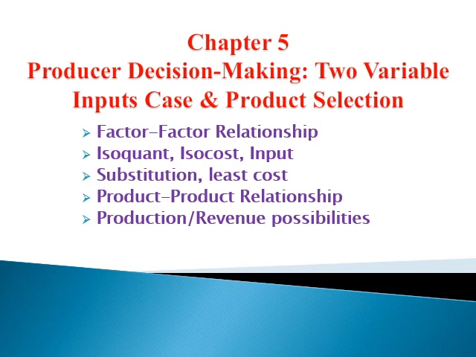Remember, in chapter 4, this is chapter 5, we covered earlier the case of having one variable input in addition to a number of fixed inputs, and the individual producer was producing one output only. Okay? And then in chapter 4, we talked about how much I should use of that variable input in order to maximize my net returns.